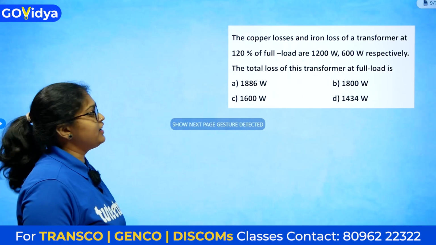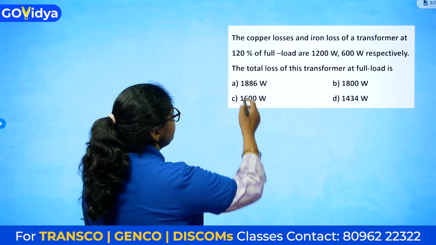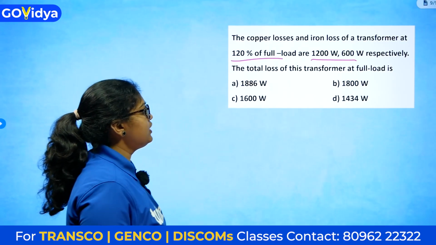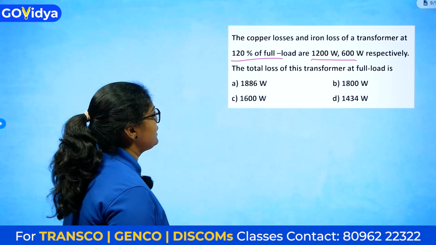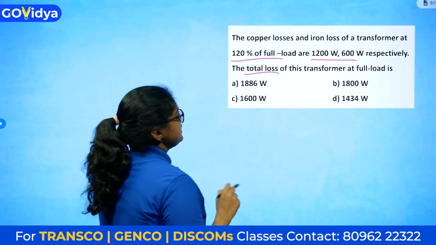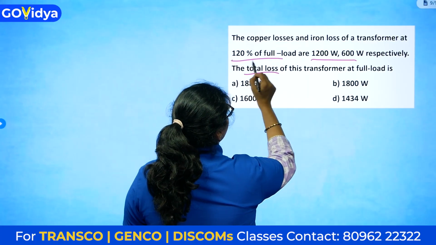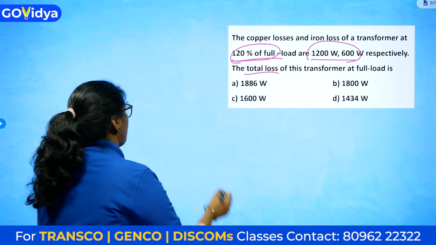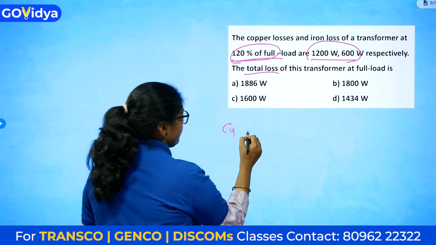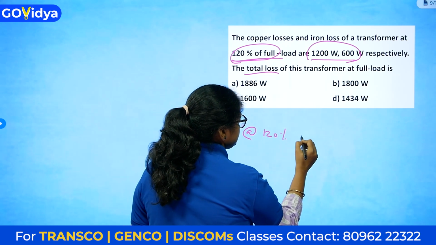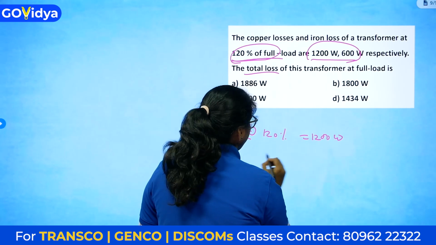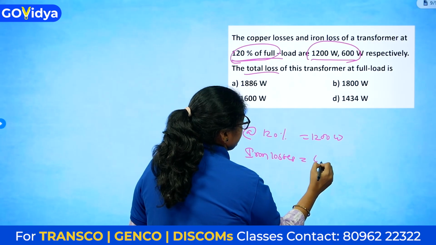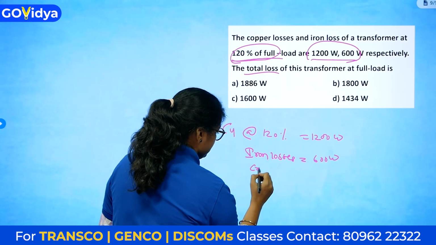The copper losses and iron losses of a transformer at 120% of full load are 1200 watts and 600 watts respectively. Find the total loss of this transformer at full load. So we have to calculate the total losses, but for the copper losses and the iron losses they have given values at 120% of the full load. So copper loss at 120% is 1200 watts. For iron losses, it is 600 watts. But iron losses are constant losses. That doesn't change.